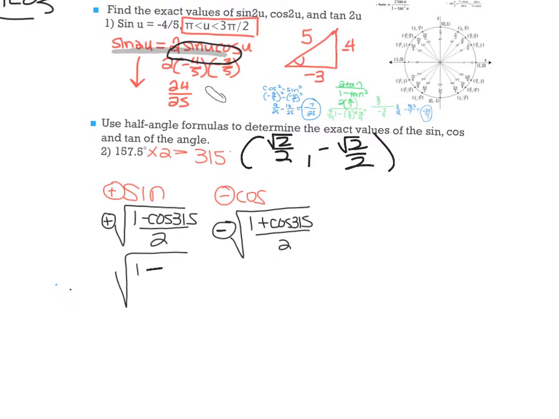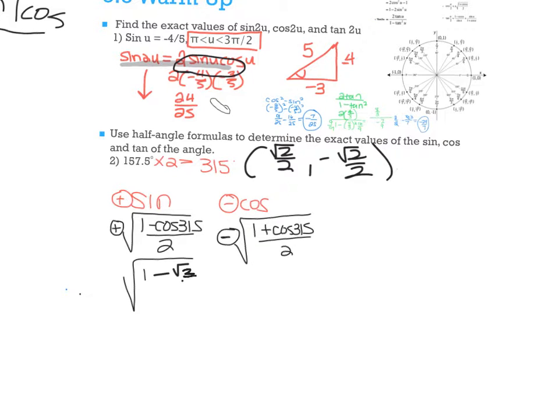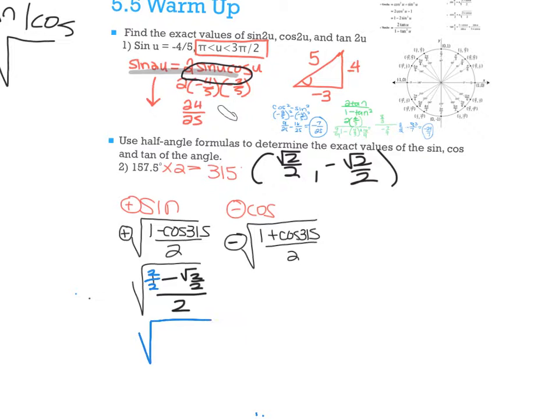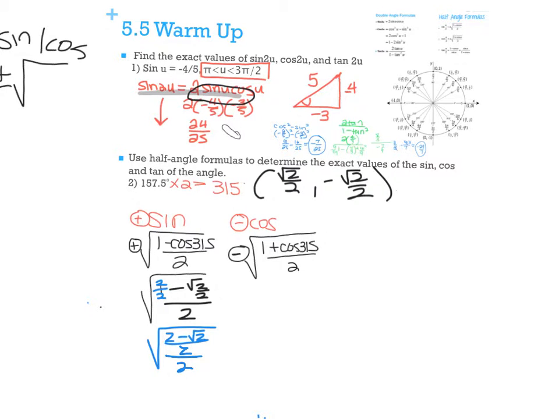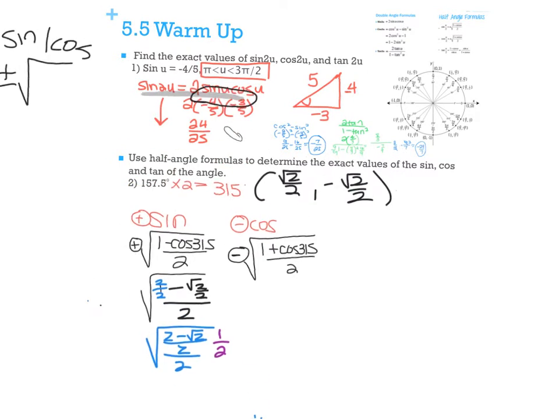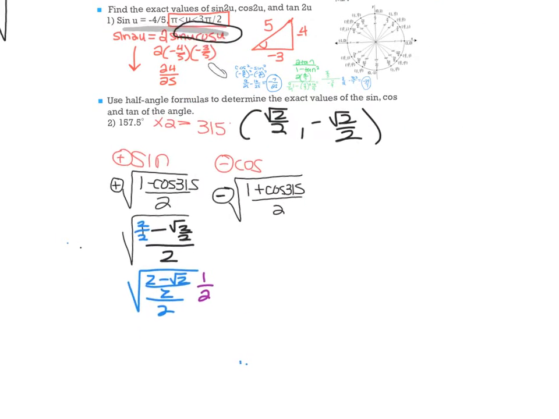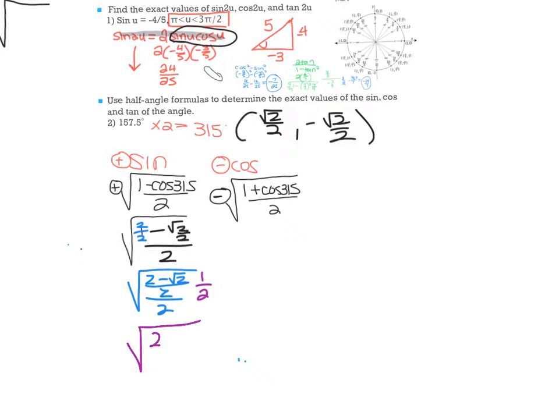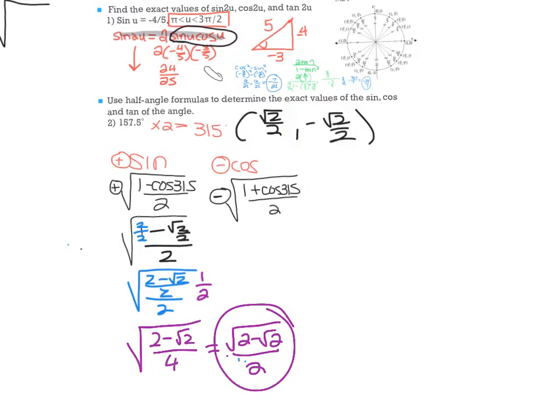So I'd get 1 minus root 2 over 2, over 2. I change the 1 to 2 over 2. I combine them so they have the same denominator. They're all over 2. I do keep, change, flip. And I get root 2 minus root 2 over 4, which splits into square root of 2 minus root 2 over 2. And again, I keep it positive because we said the sign of 157.5 would be positive.